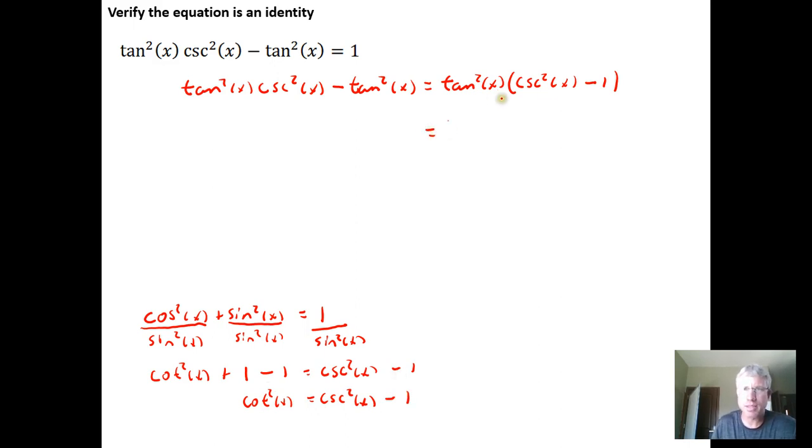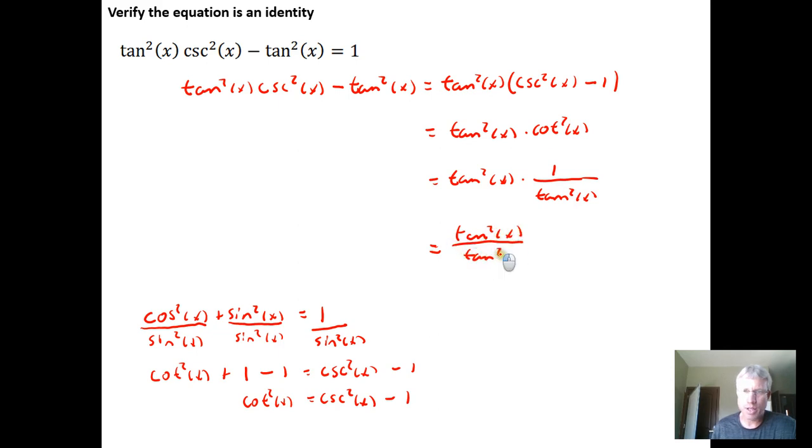So I can replace the cosecant squared minus 1 with the cotangent. So we'll do a substitution, replacing this Pythagorean identity with the cotangent squared. And now I can either recognize I have the product of reciprocals, which equals 1, or I can continue to manipulate. I know that the cotangent is 1 over tangent, so cotangent squared is 1 over tangent squared, which gives me tangent squared of x over tangent squared of x, which just equals 1 as long as the tangent function isn't 0.